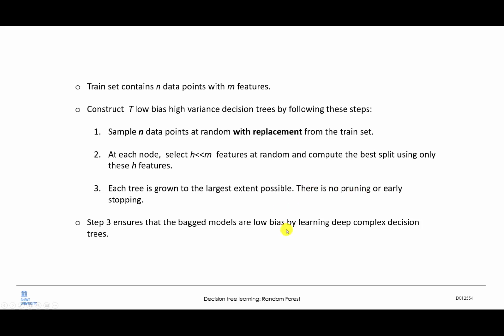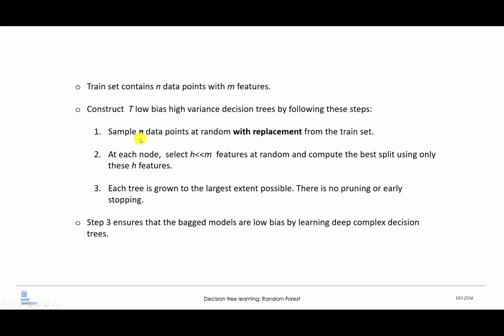So one example is the random forest. The random forest algorithm is basically an implementation of the bagging approach. We have a train set with n data points and m features, and we're going to construct t low bias, high variance decision trees. We do that by following these steps.